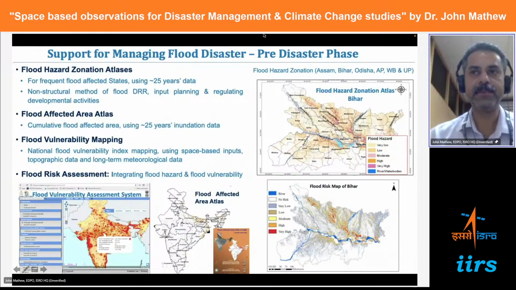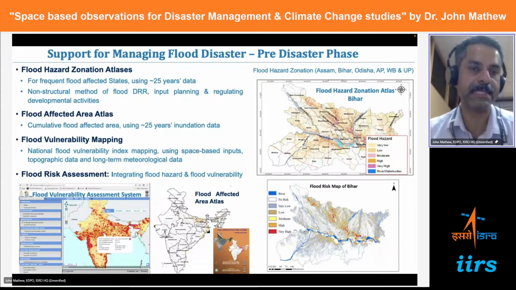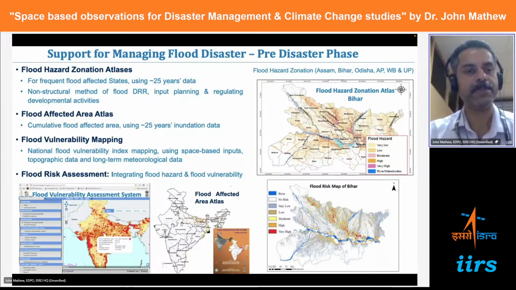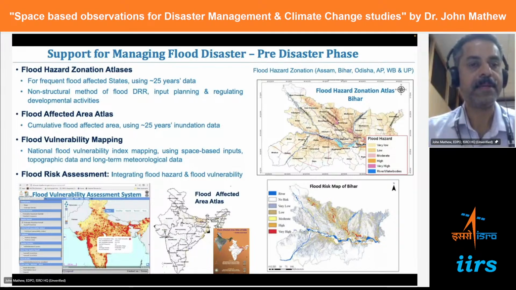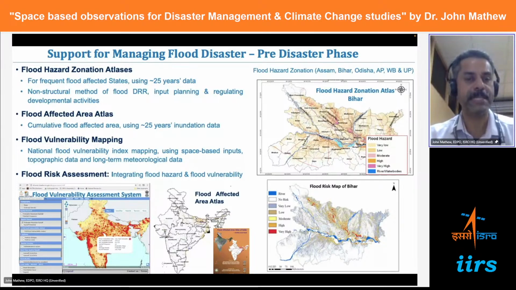After telling about this much background, I would like to move on to describing how we are supporting the management of various disasters. Let's look at how space-based support is given for managing floods in the country. The National Remote Sensing Center at Hyderabad has been mapping flood inundation almost in near real time for the last 25 years or so. This helped create a very good archive of flood inundation in the country over a period of more than 25 years.